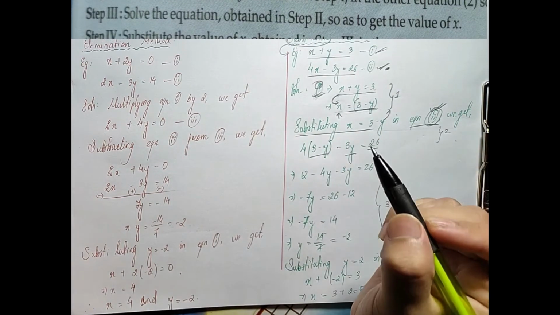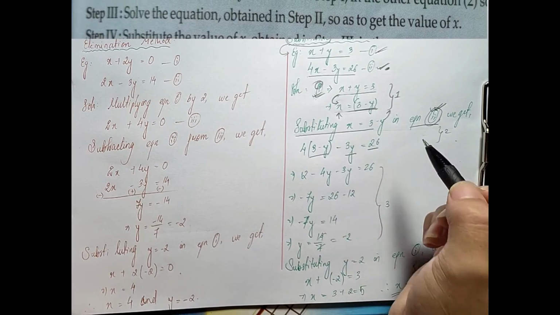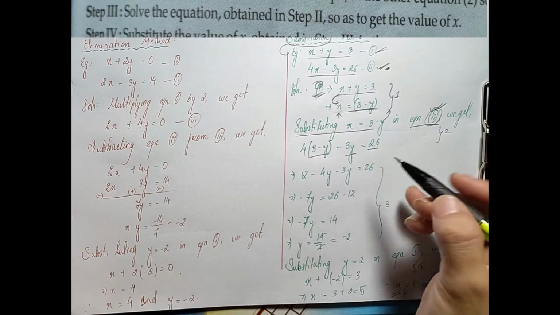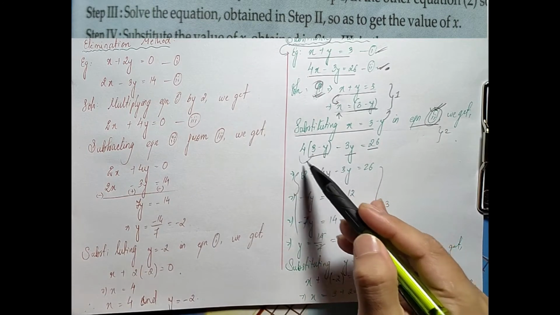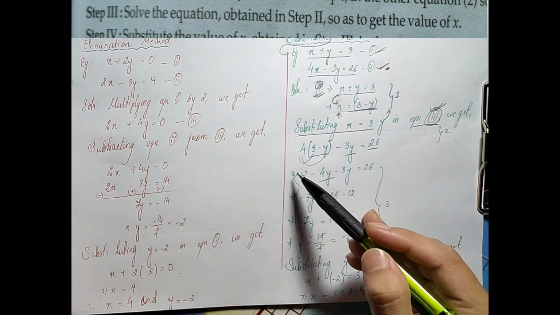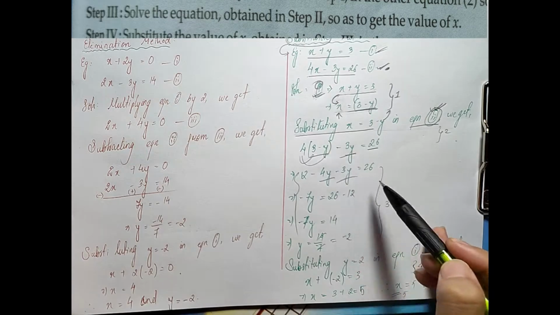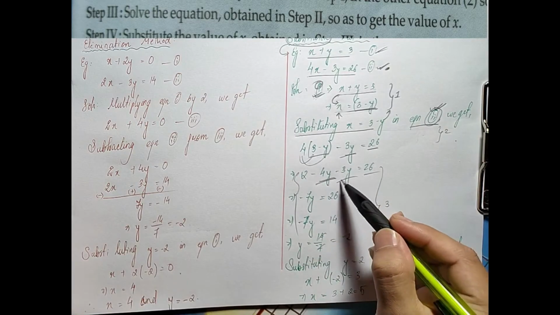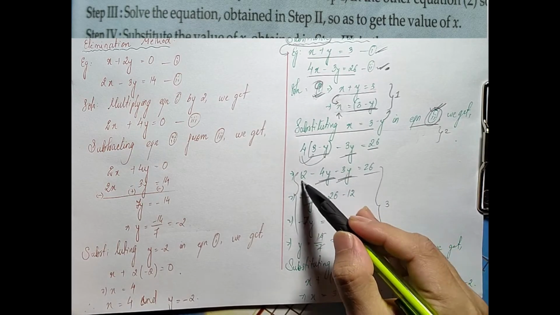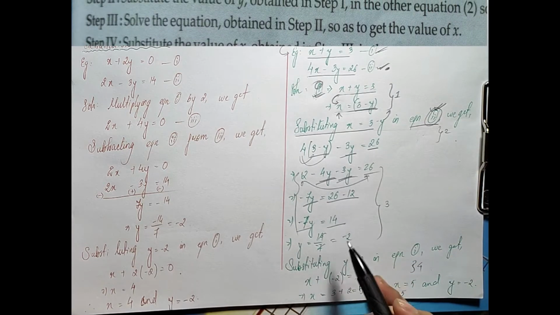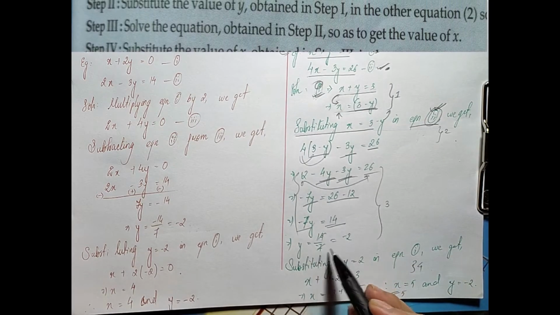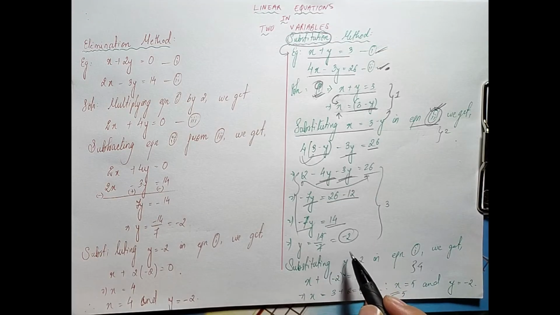Step 3. Solve the equation obtained in step 2 so as to get the value of x or y. So here we can solve this equation. 4 3s are 12, 4 times minus y is minus 4y, and minus 3y, so minus 7y. 12 goes this side, so 26 minus 12 is 14, and minus 7y is equal to 14, so y is equal to 14 by minus 7, which is equal to minus 2.